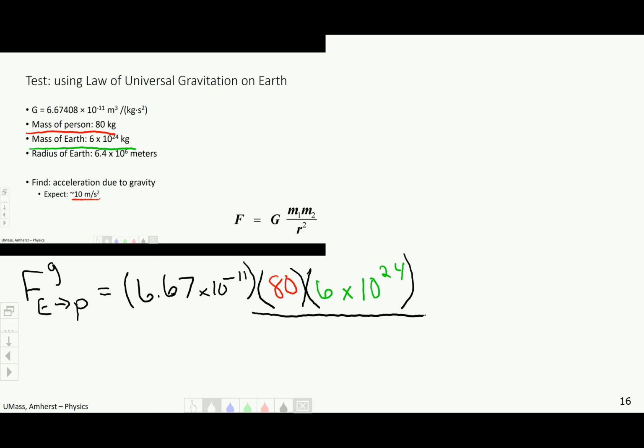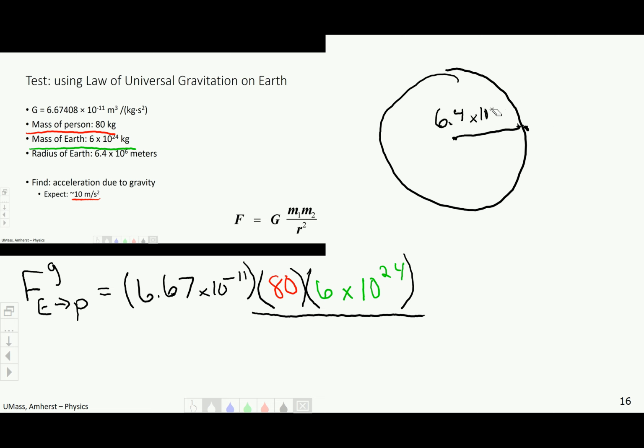if we think about drawing a picture, here's the Earth. Here's our tiny little person. The center of mass of the Earth is at the center. So the radius of the Earth from the center to the surface is around 6.4 times 10 to the 6th meters.